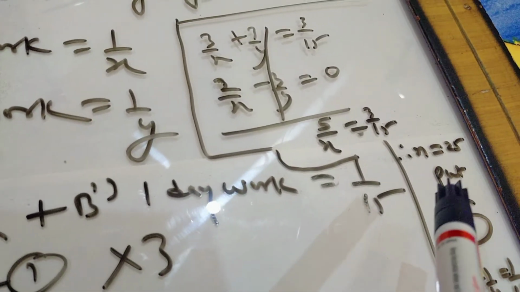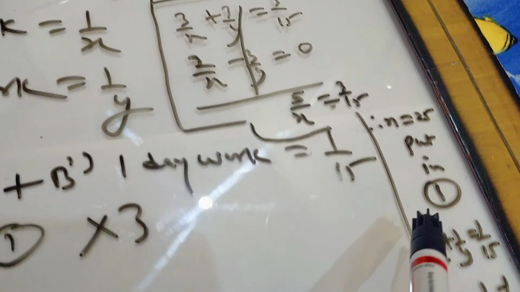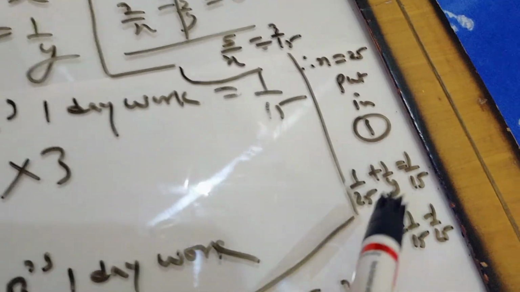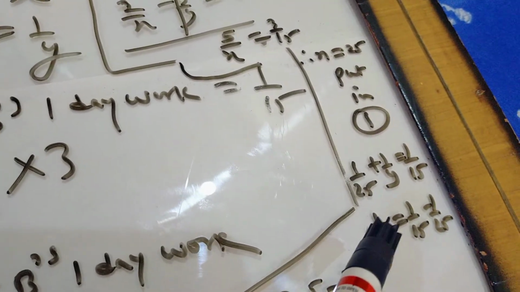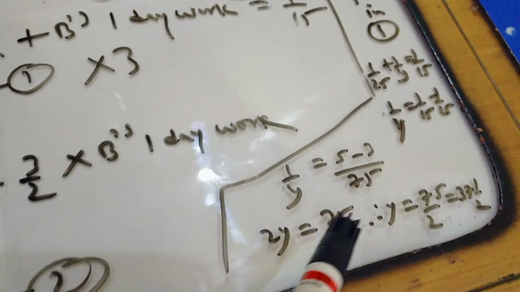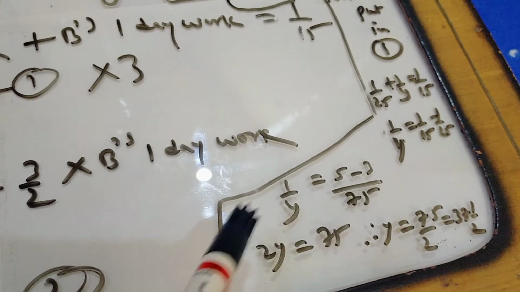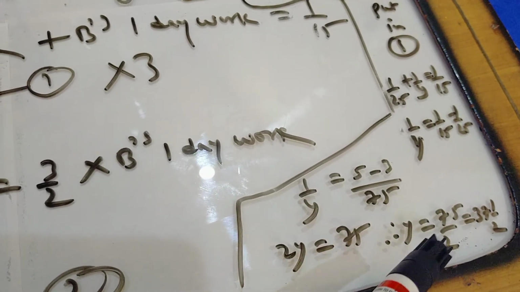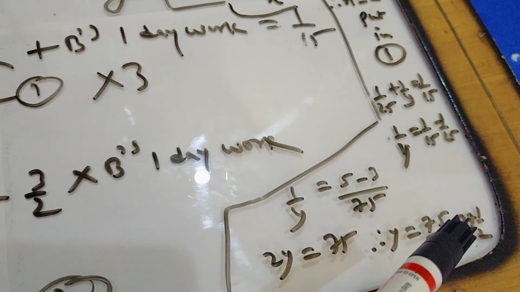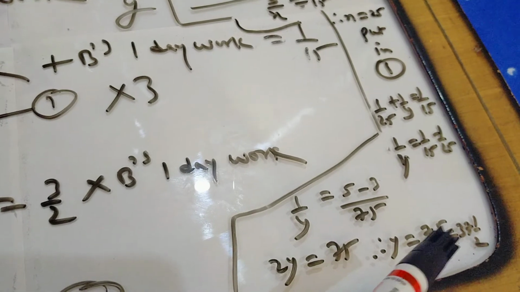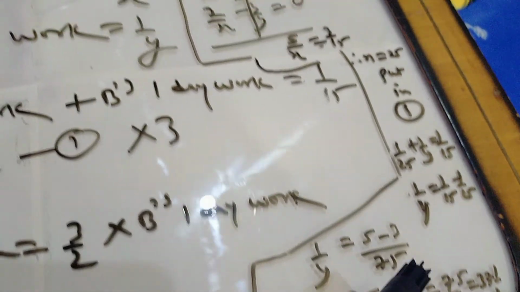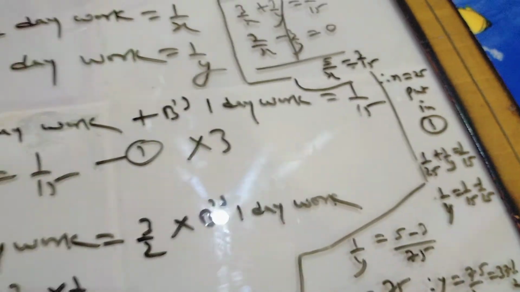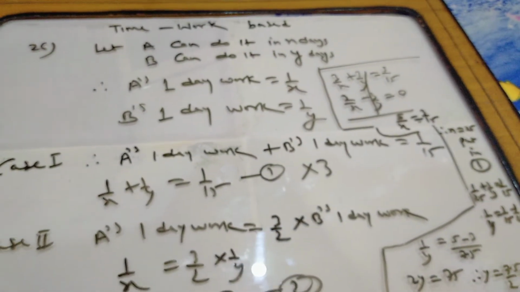If I put this value in equation number 1, we get 1 upon 25 plus 1 upon y is equal to 1 upon 15. So 1 upon y is equal to 1 by 15 minus 1 by 25. By taking the LCM, 75 is the LCM. So it will be 75 by 2, and that is 37 and a half days. So B will take 37 and a half days, and A will take 25 days. So this is the complete solution for this question.